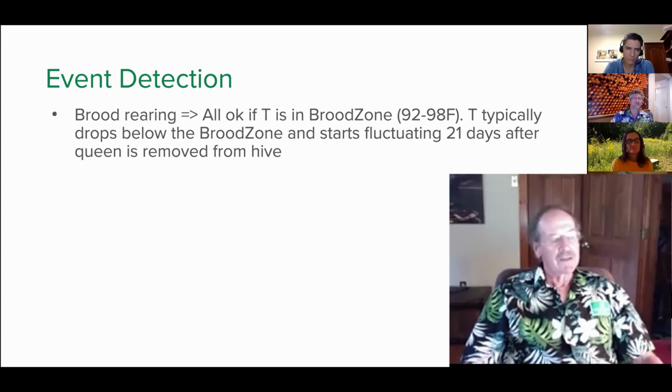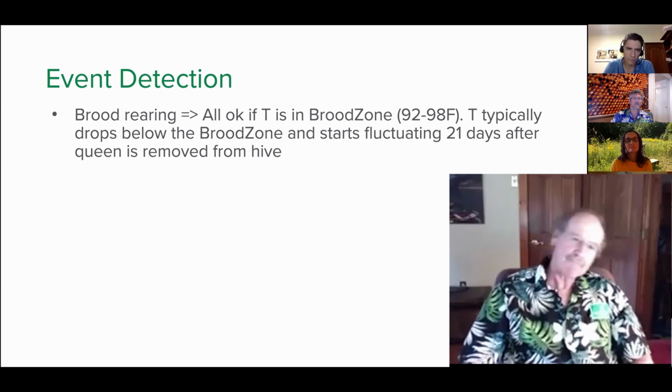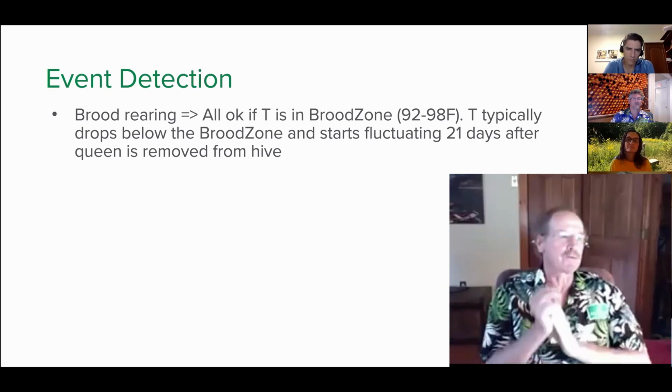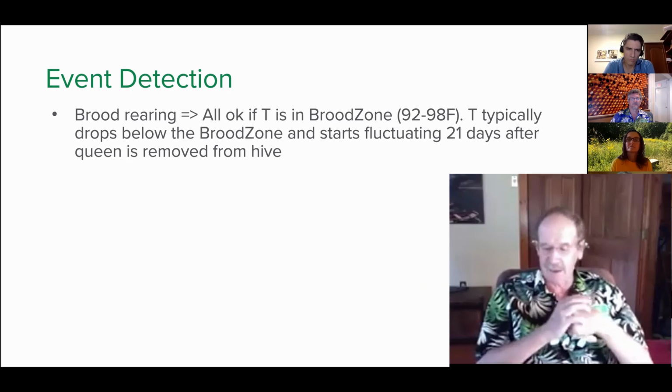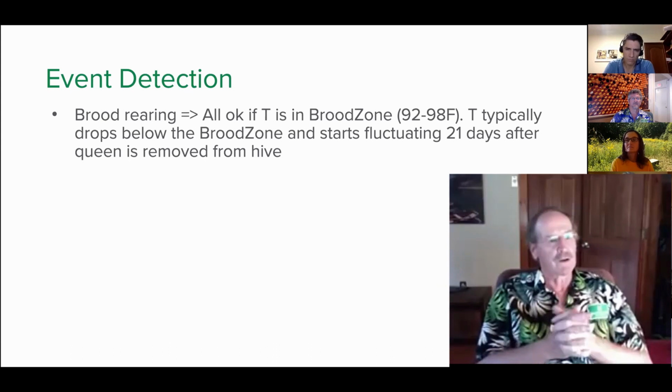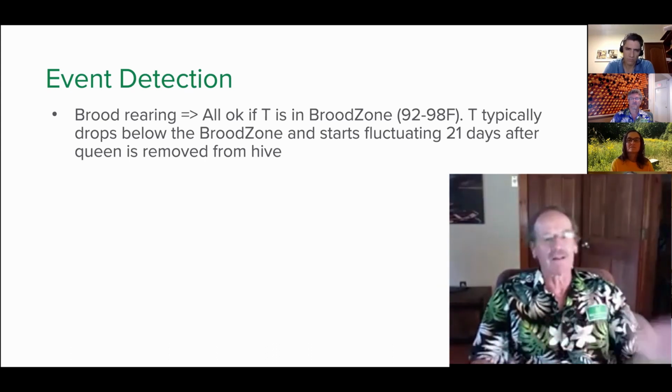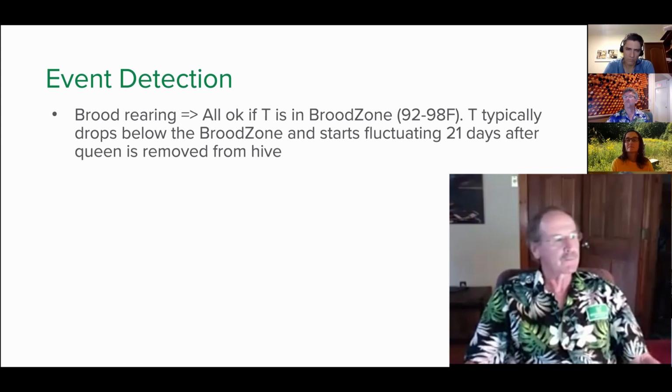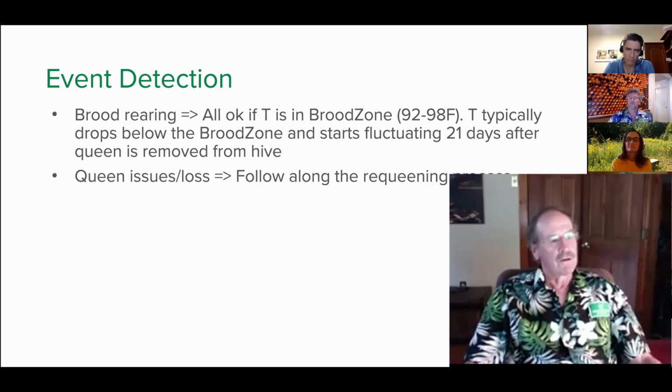We can detect events like brood rearing. All is okay if we are in the brood zone, 92 to 98 degrees F during the summer months. And typically the temperature drops below or starts fluctuating 21 days after the queen is removed from a hive. So we can tell if something goes on with a queen. We will follow along a requeening process. I'll show you how this looks.